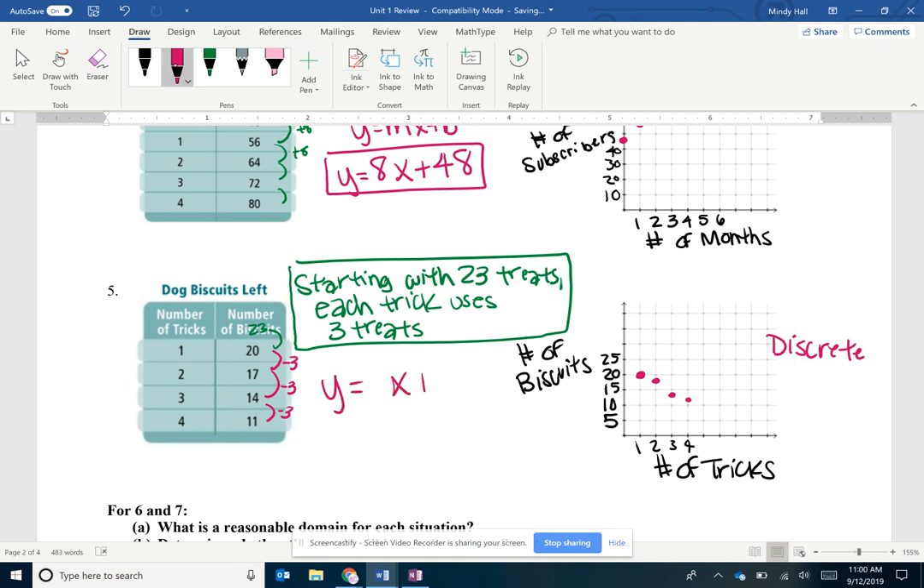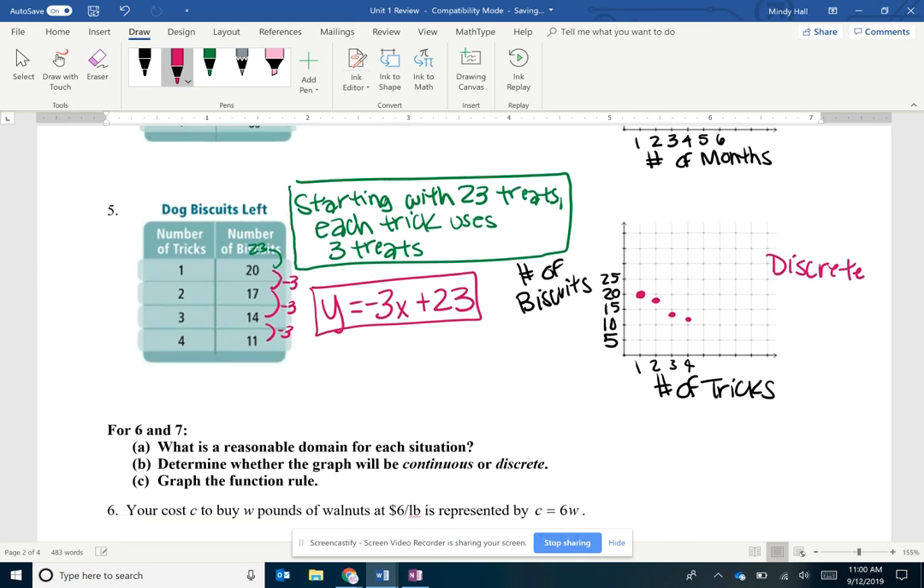Starting with 23 treats, that's my y-intercept. Each trick uses 3 treats. Because it's using the treats, it's going to be a negative 3. Okay? Oopsie. X plus. All right, there we go. All right. And that would be our equation.